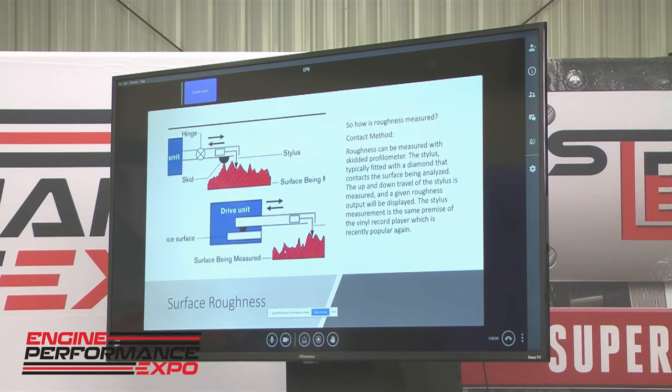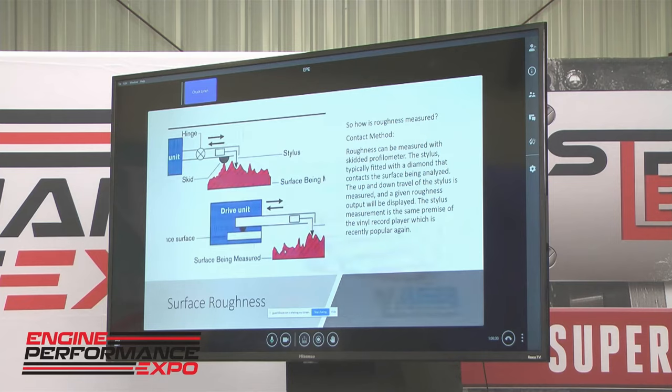So here's a big exploded view of what you're actually working with. As the stylus sends that feedback, this is very much like an old vinyl record. That up and down amplitude modulation is the feedback that you're giving, and that's how you're recording the surface finish.